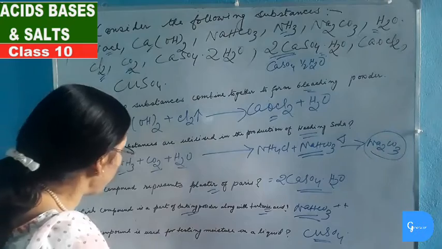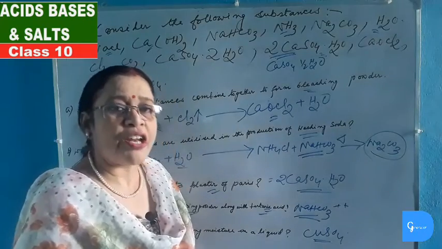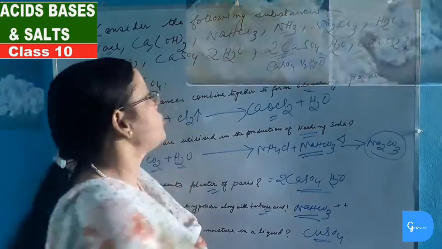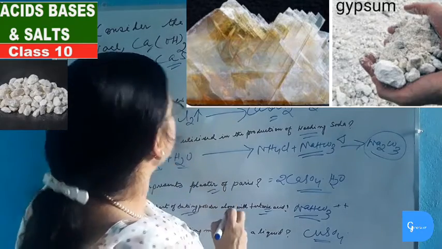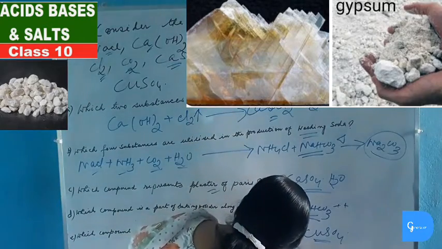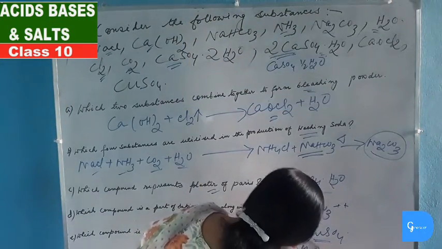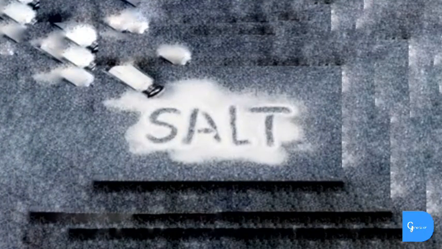Substances from which POP or plaster of Paris is prepared. We know very well that plaster of Paris or POP is prepared by heating gypsum. So gypsum is CaSO4.2H2O, calcium sulfate dihydrate, CaSO4.2H2O. This is gypsum, and plaster of Paris is prepared by heating gypsum.